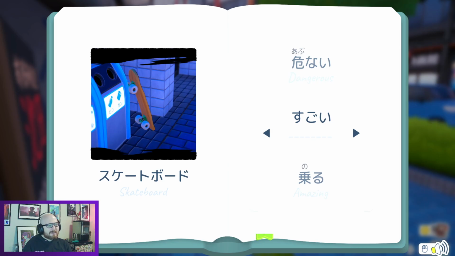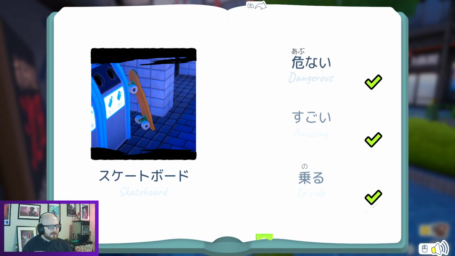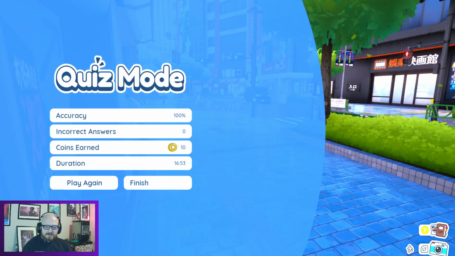Sugoi is a way of saying amazing. Oh, that's amazing. And I hear sugoku, the flip of this, fairly often when I'm listening to Japanese conversations. So this is amazing, and this is to ride. So let's go ahead and get those on there. Nice. Abunai, sugoi, noru. I'd say we did all right.